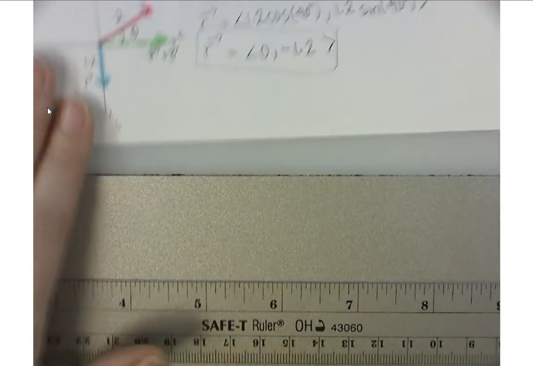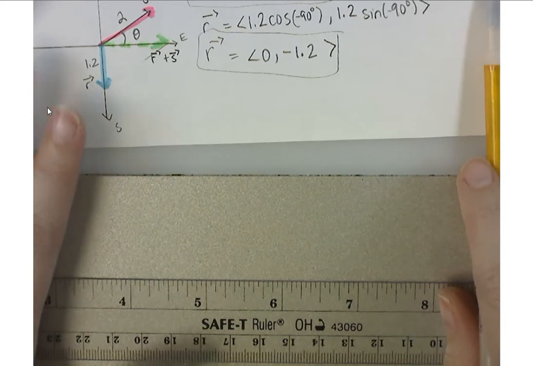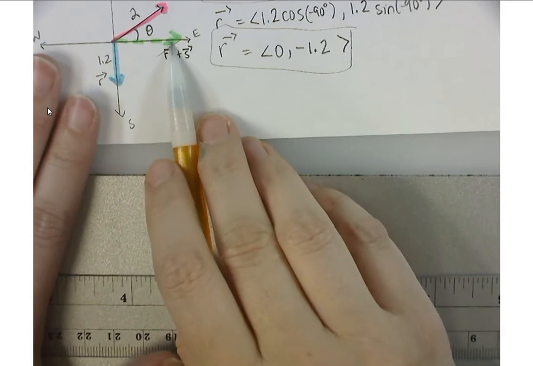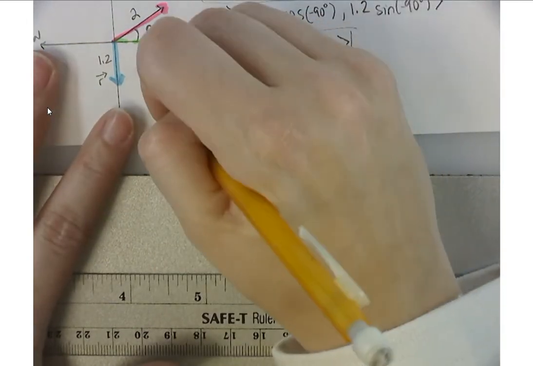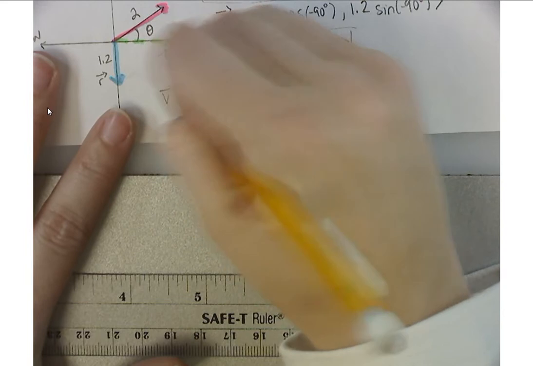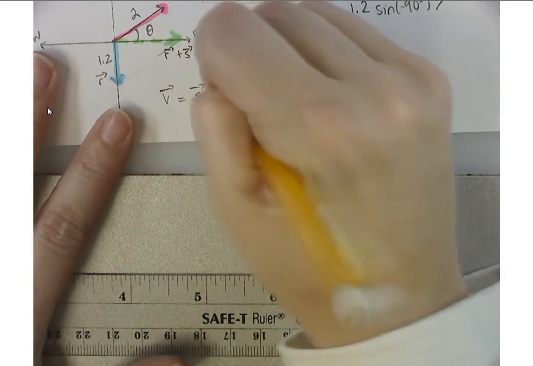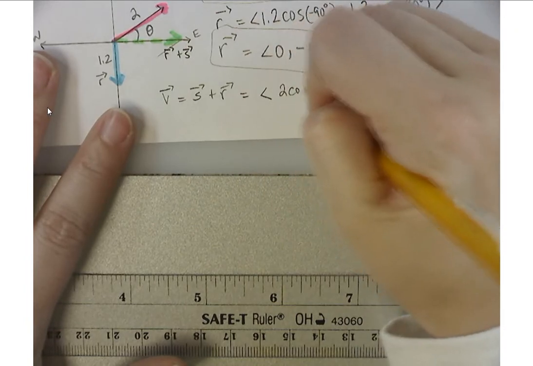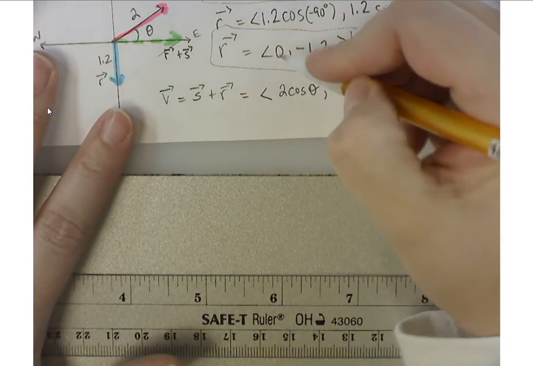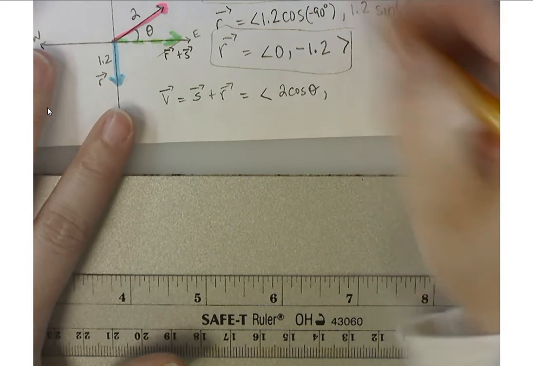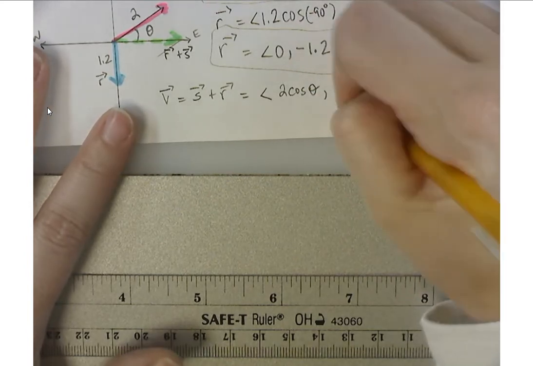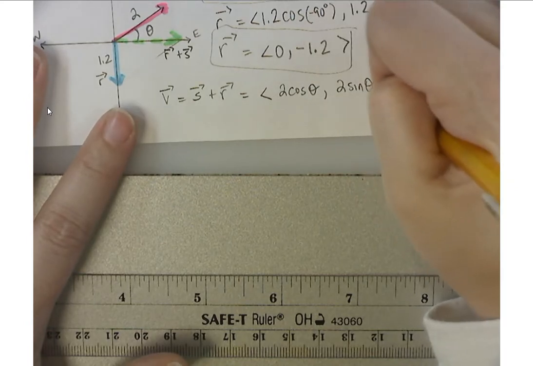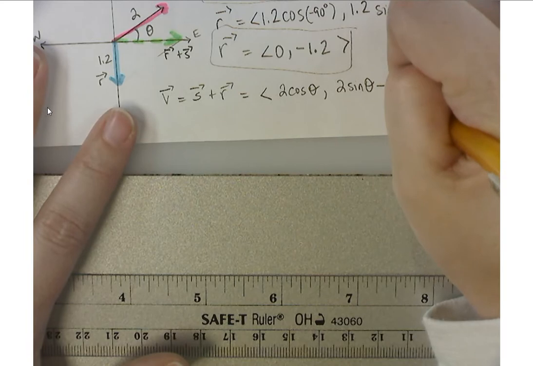Now if I want to find out what direction he should head, what I can do is use the resultant vector. Okay, so the resultant vector, S plus R, is going to be 2 cosine of theta, because 2 cosine of theta plus 0 is just 2 cosine of theta. And then when I add 2 sine of theta to negative 1.2, it'll be 2 sine of theta minus 1.2.